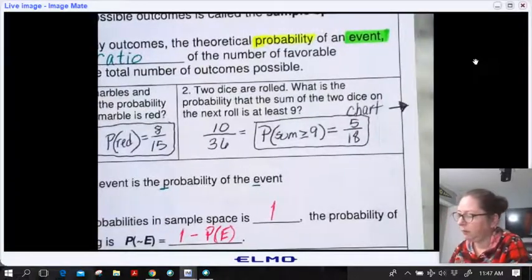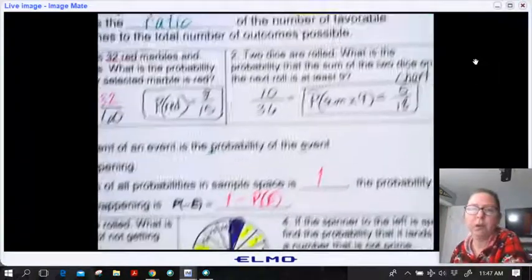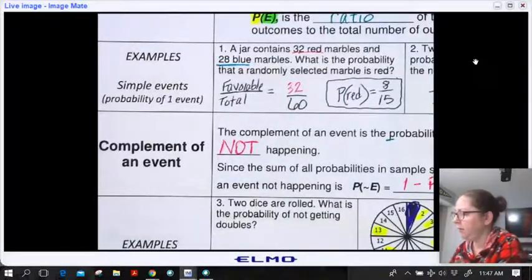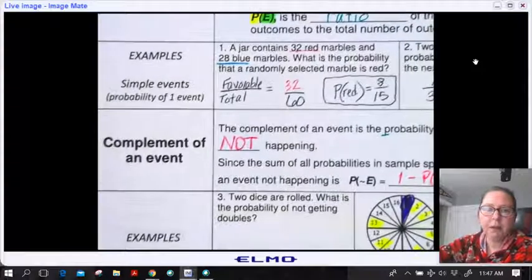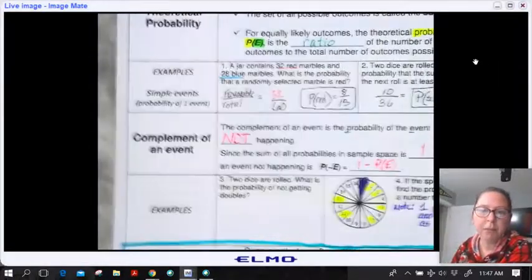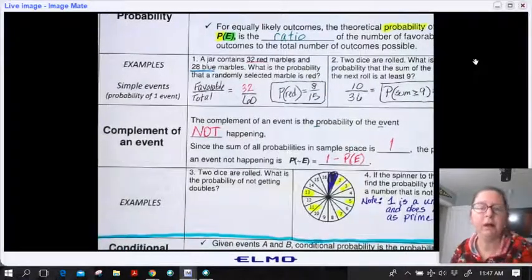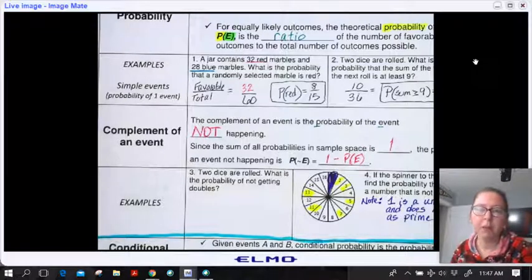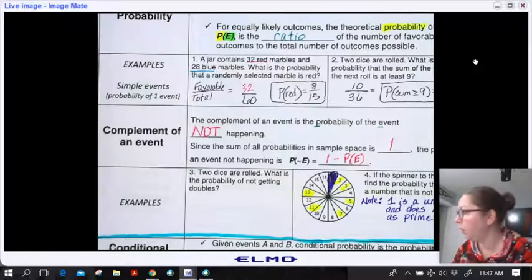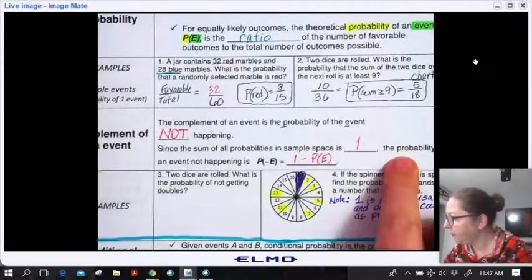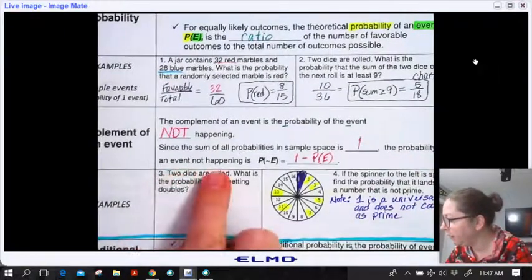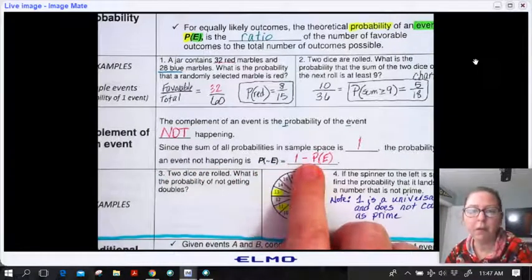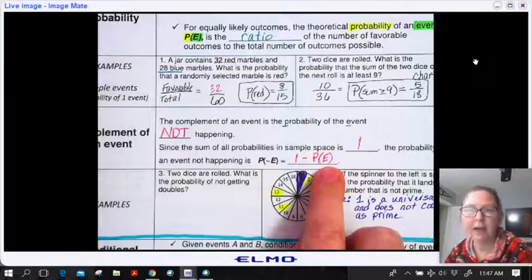So that is the probability of an event happening that we want to happen. Let's take a look at the complement of an event. The complement of an event is the probability that the event will not happen. Since the sum of all probabilities in a sample space is equal to 1, the probability of an event not happening will be 1 minus the probability if it had happened.